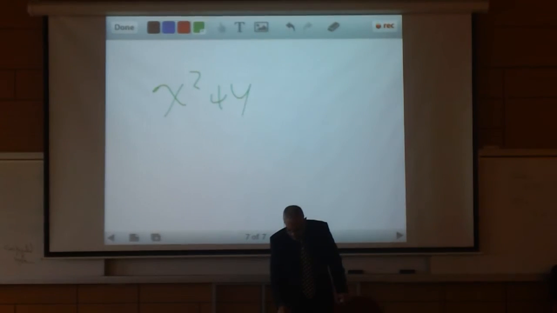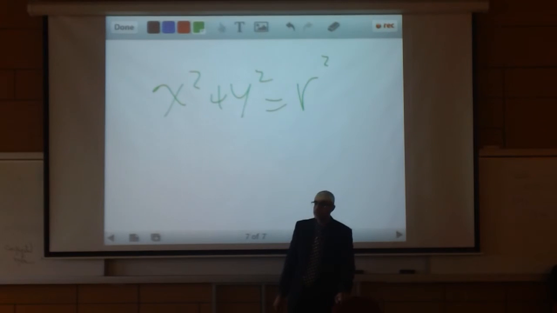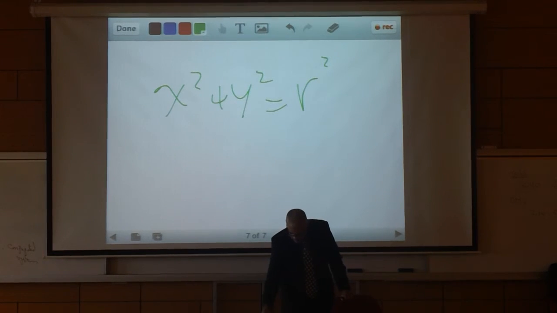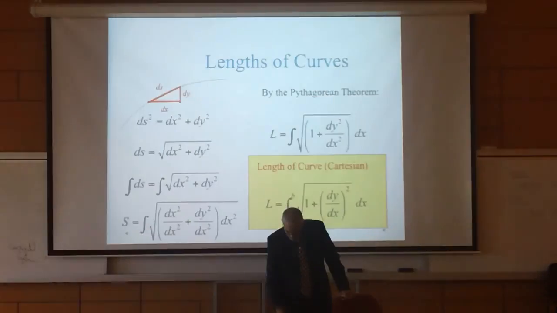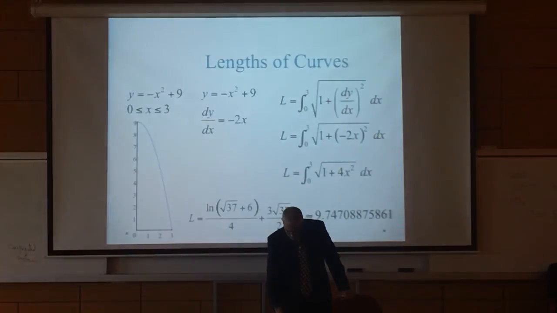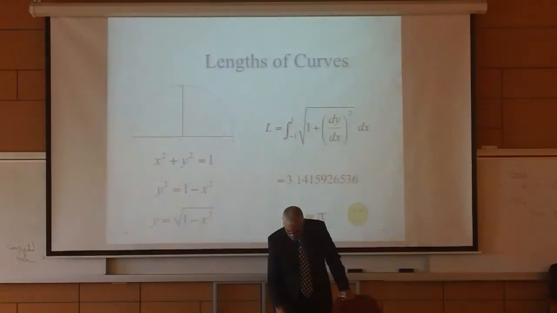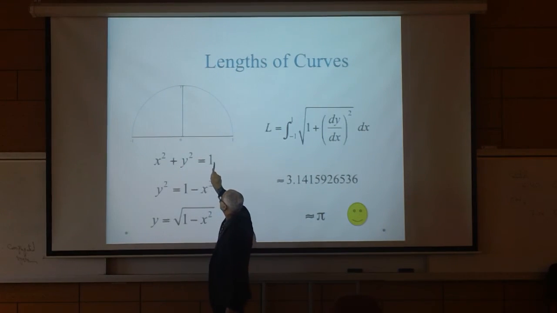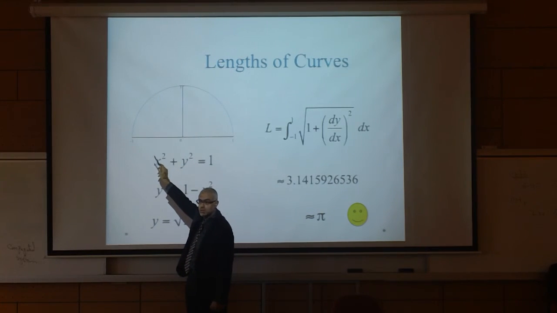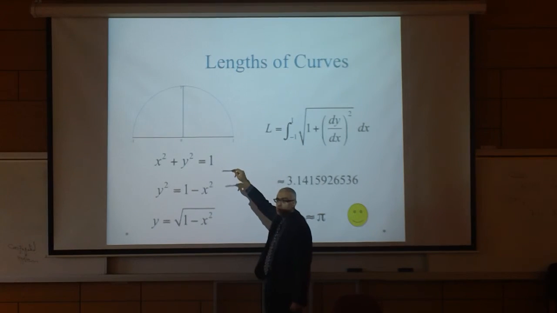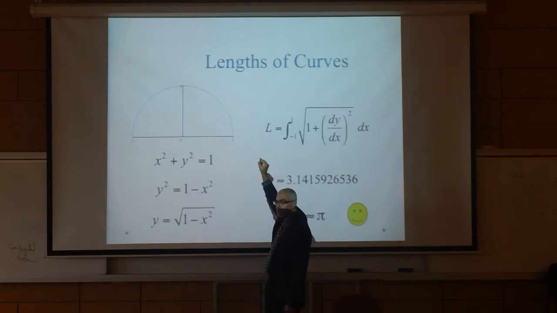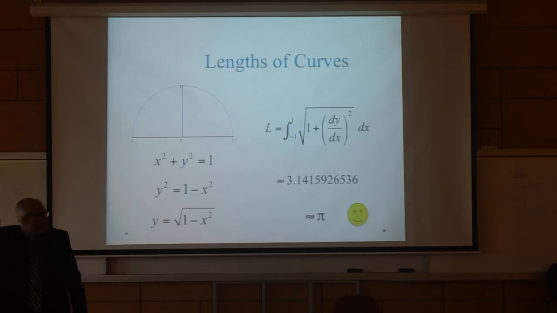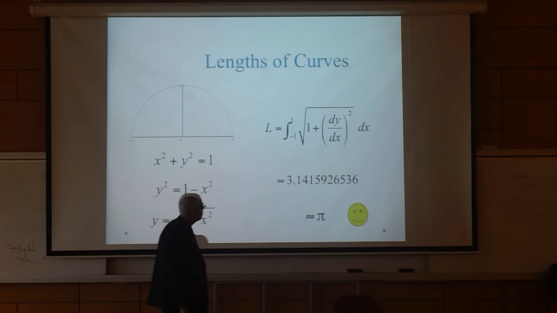x squared plus y squared is equal to r squared. What does this look like? I'm taking the circle x squared plus y squared is equal to 1, and I'm going to integrate from minus 1 to 1. I want to find half the circumference of that circle. If this is a unit circle, the circumference is 2 pi. Then the result of that integration should be equal to pi.